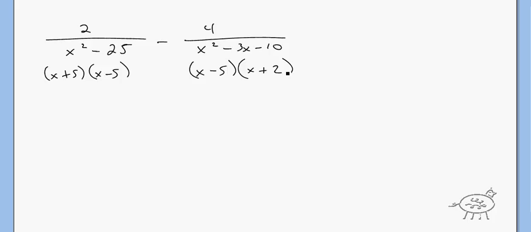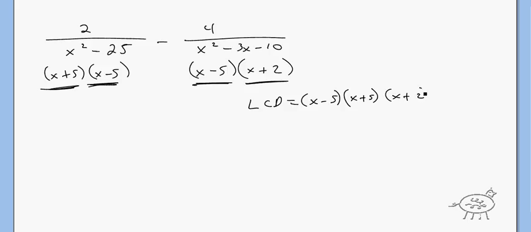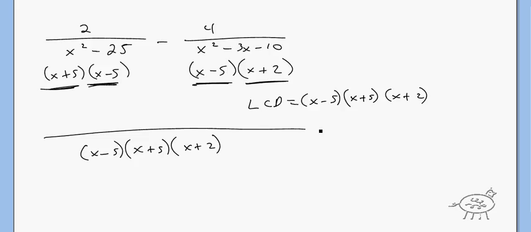Okay, sounds pretty reasonable. And my LCD for this, a little tricky, but not really. Here's an x minus 5, here's an x minus 5. And then that's x plus 5 and x plus 2. So there are three terms. So I'm going to write it out. x minus 5, x plus 5, x plus 2. And on top, well, I need to multiply here. What am I missing? I'm missing x plus 2.